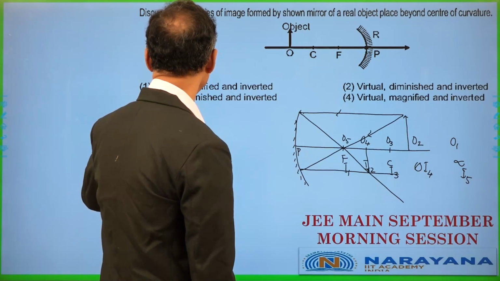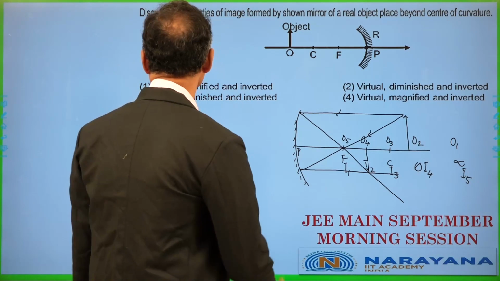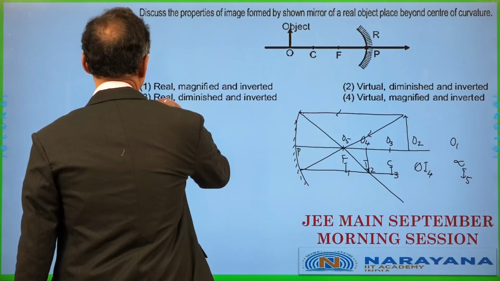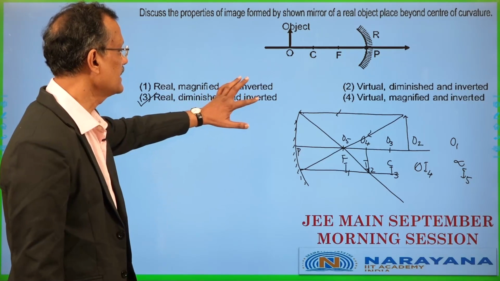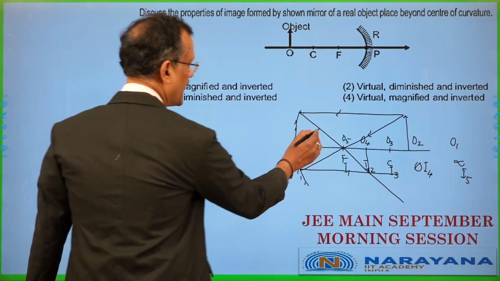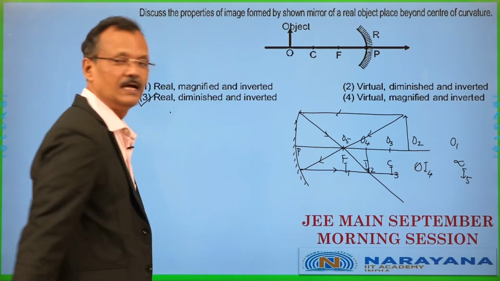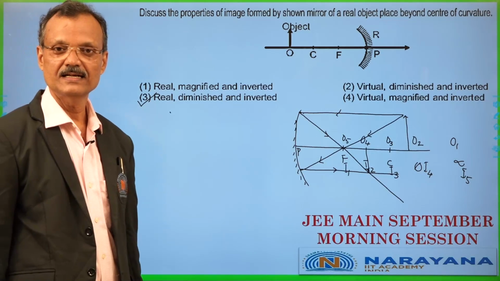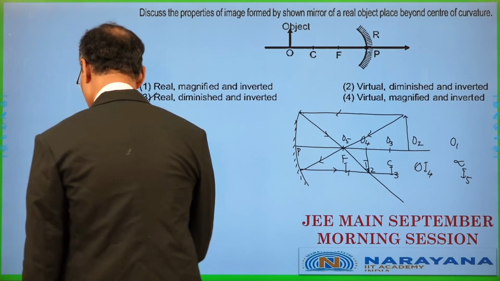Let us see here, you have real, diminished and inverted. Your answer will be number 3, real, diminished and inverted. The ray diagram you can see here, I have shown you. Did you understand this clearly? Let us move to the next question.